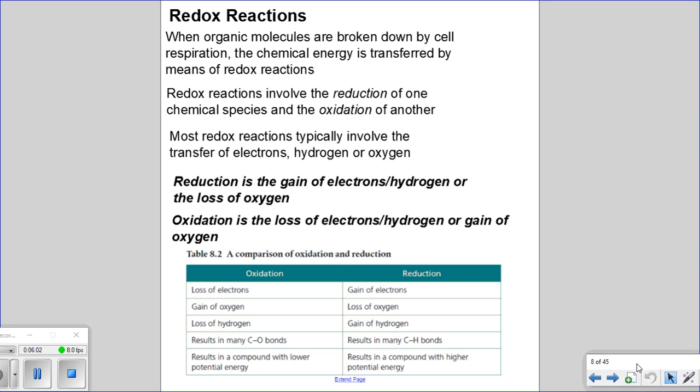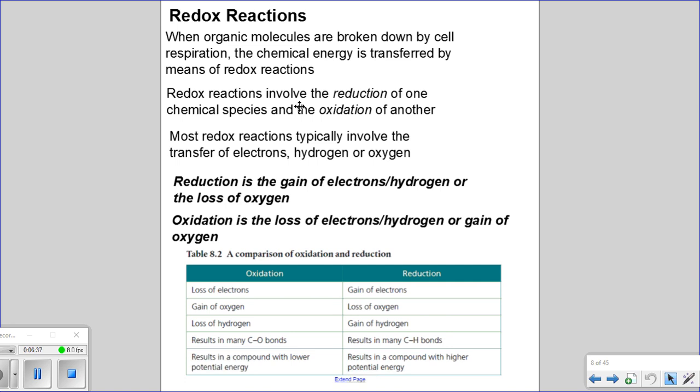So it is redox reactions that will allow this energy to be harnessed. When organic molecules are broken down by cell respiration, the chemical energy is transferred by means of redox reactions. Redox reactions involve the reduction of one chemical species and the oxidation of another. So redox reactions happen in conjunction with each other. If you have oxidation, you also have to have reduction. Most redox reactions typically involve the transfer of electrons, hydrogen, or oxygen.